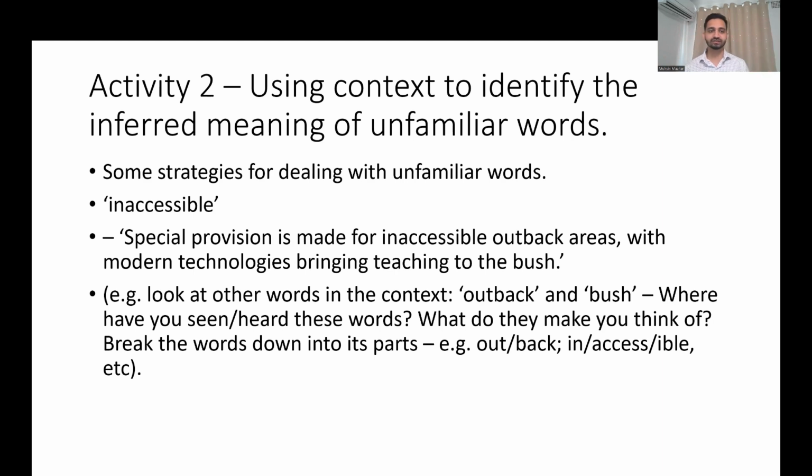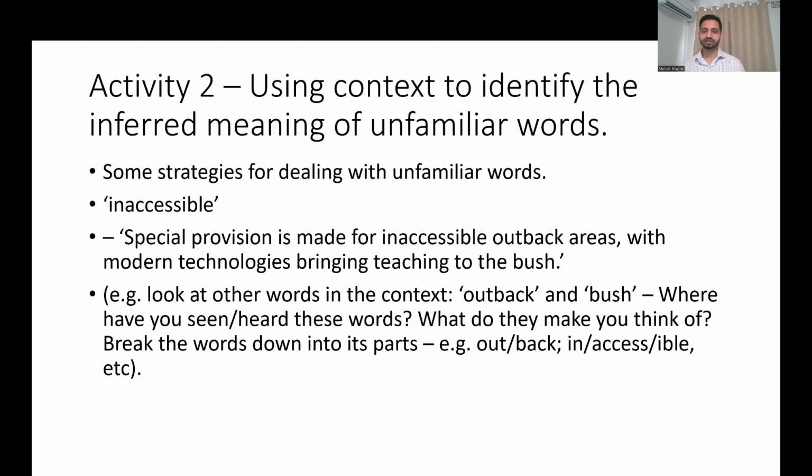Inaccessible, for example. Special provision is made for inaccessible, and you might have a sentence like that. You'll have to read the context. So now I'm reading the context to understand the meaning of inaccessible. You may know the meaning of this word, you may not. I'm just showing you the approach, what will be required to guess or infer the meaning of inaccessible. All right, special provision is made for inaccessible outback areas, with modern technologies bringing teaching to the bush.